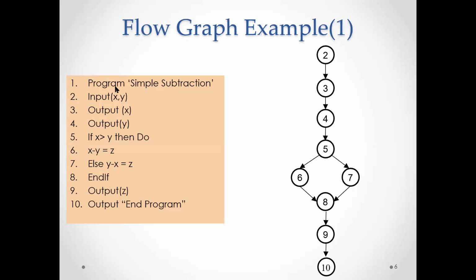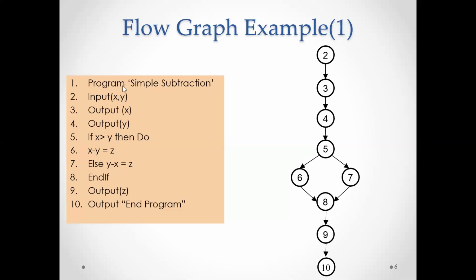This is the pseudocode. This pseudocode is represented as performing a simple subtraction. That's it. A simple subtraction will be taken care of. Input x and y, that is, read x and y. Next, output the values separately. The first statement indicates what this particular program contains. That means it is nothing but a comment line.